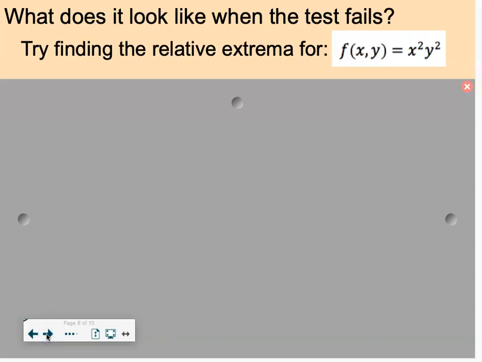So what does it look like when the test fails? Give this one a minute, try this one.